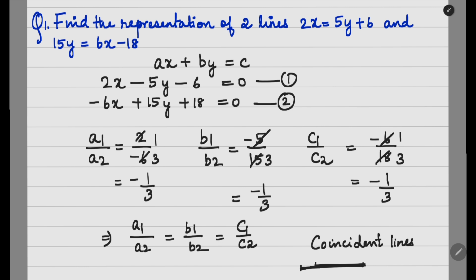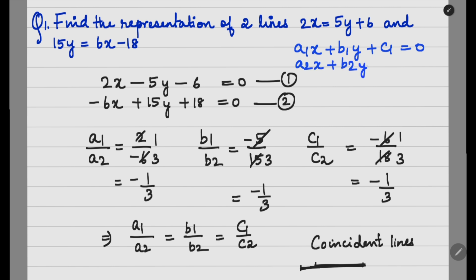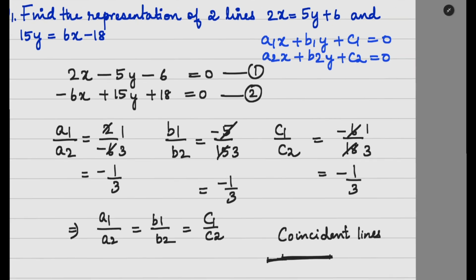These are coincident lines. Let me write the standard form in a way that you understand. It is nothing but a1x plus b1y plus c1 equal to 0 and a2x plus b2y plus c2 equal to 0. Hope you understood here. Let's move on to the next question.